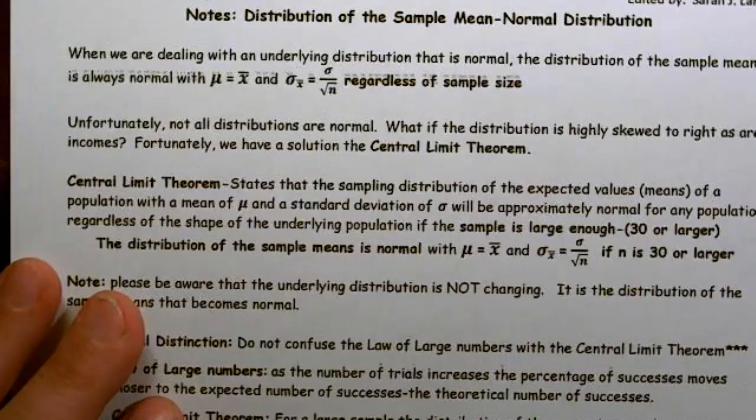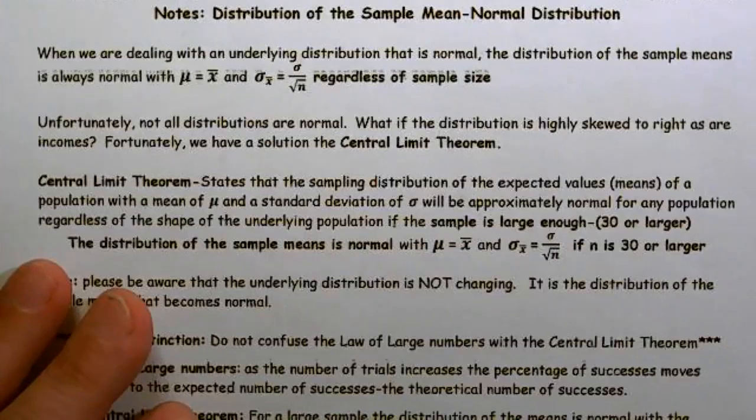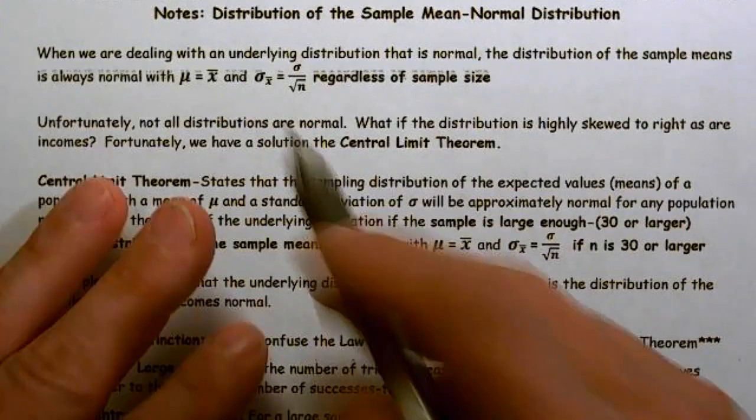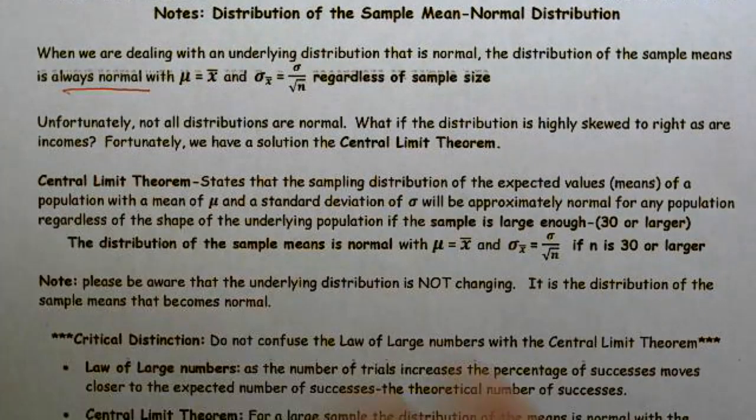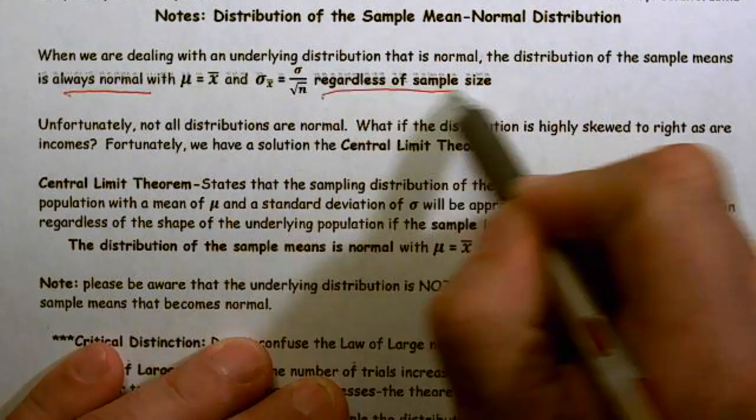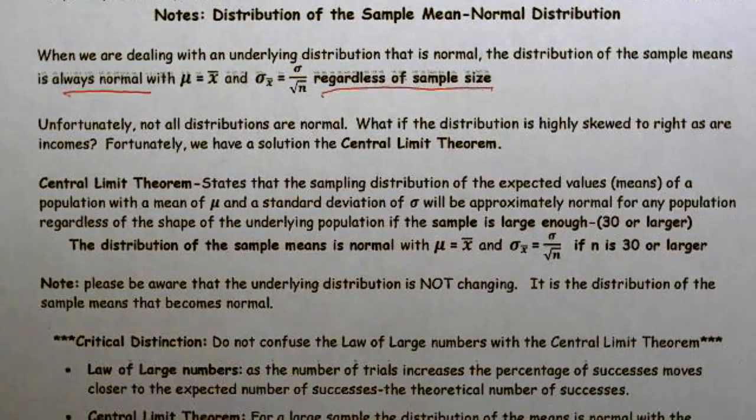So when do we get to use this? Well, if the underlying distribution is normal, the distribution of sample means is always normal. By the way, that's really important. So when the underlying distribution is normal, then the distribution of the sample means is normal, regardless of the sample size. We don't have to have a big sample size, because in a moment, we're going to have to talk about that.